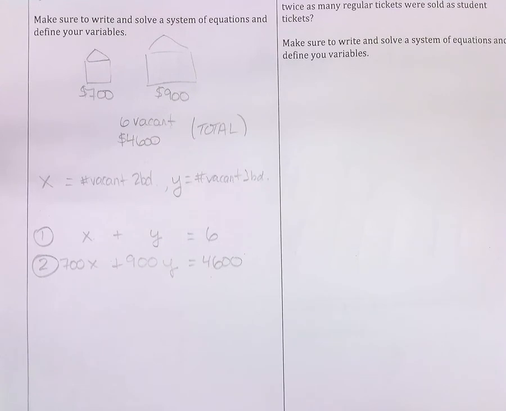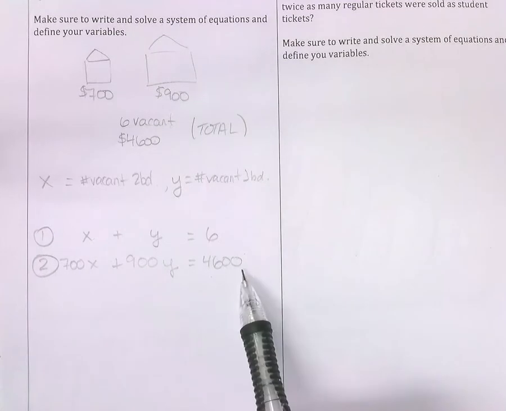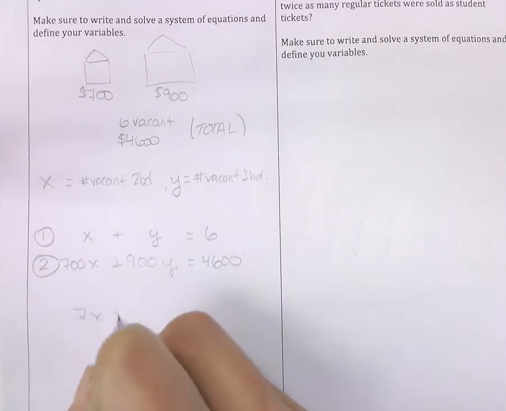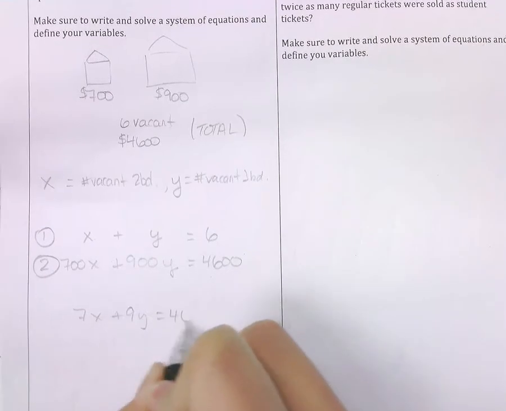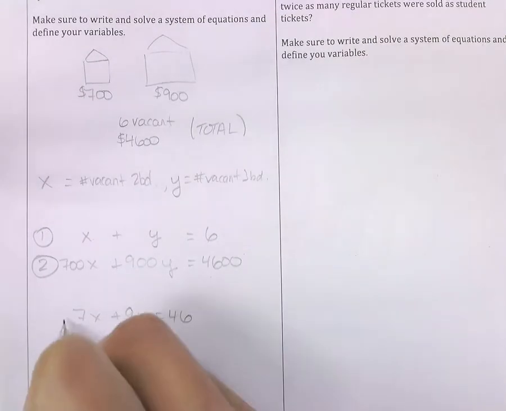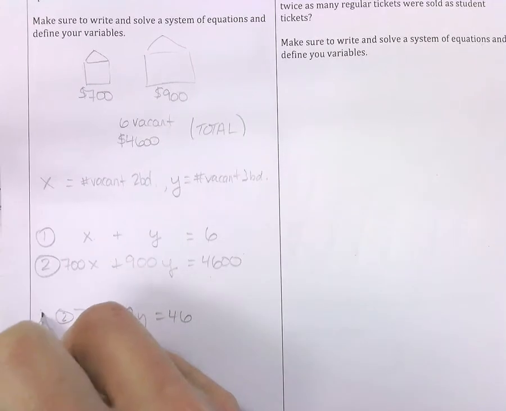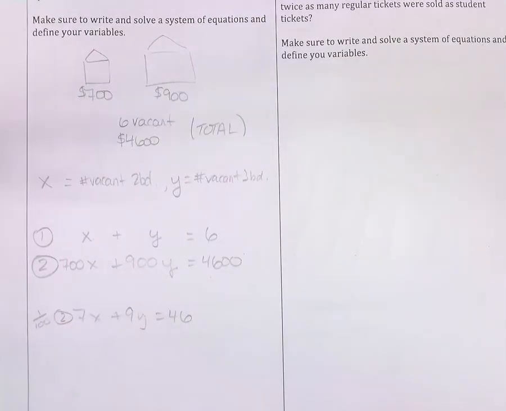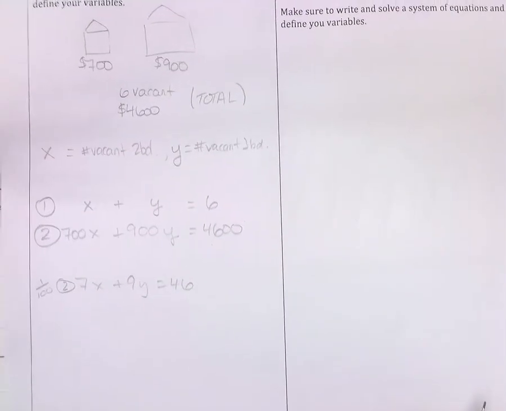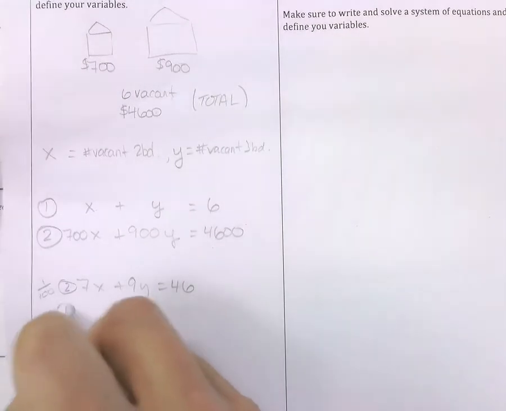Now it's up to you what you want to do after this. You can use substitution. You can use elimination. You can simplify if you want. This simplifies if you want to get rid of some zeros, when you divide by 100. I prefer elimination, so I'm going to do that, but you don't have to.